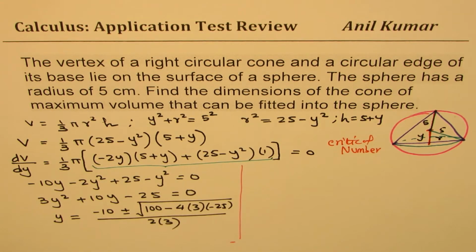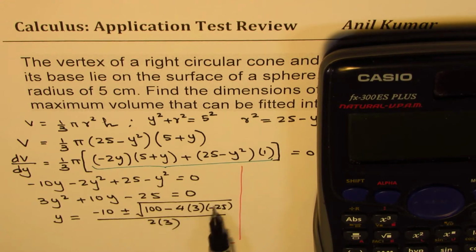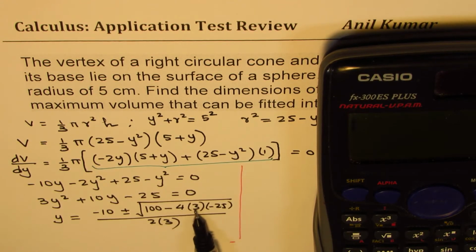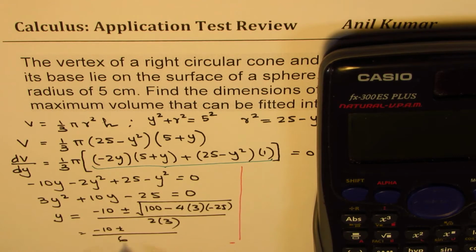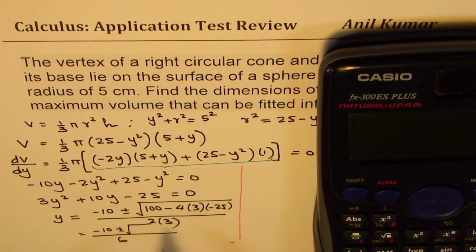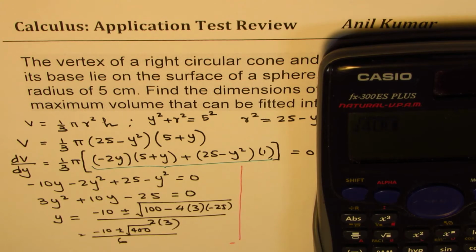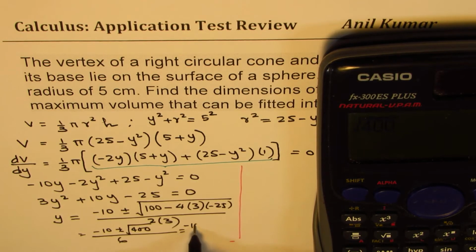We can use a calculator and find this answer. So let's do it. Within the square root, 25 times 4 is 100, and 100 plus 300 becomes 400. So we could rewrite this as minus 10 plus or minus the square root of 400, over 6. The square root of 400 is 20, right? So it is minus 10 plus or minus 20 over 6.